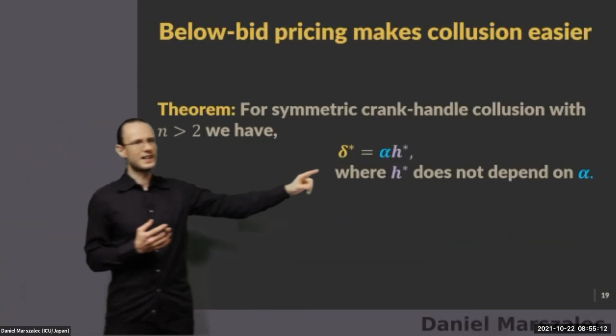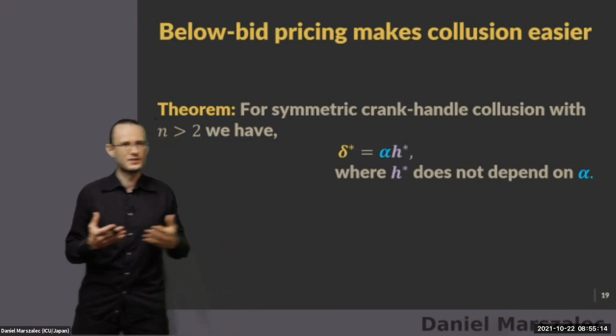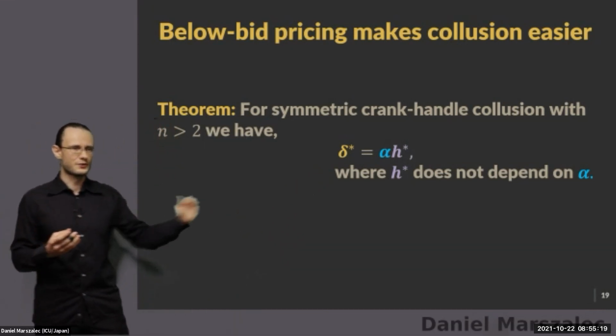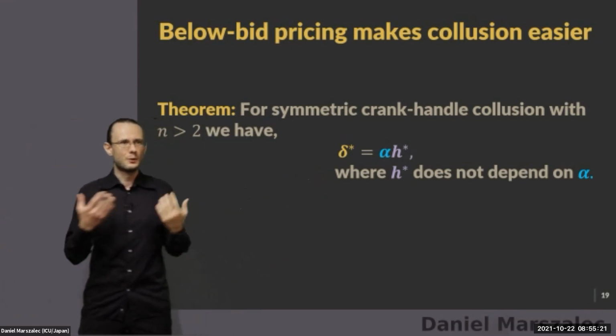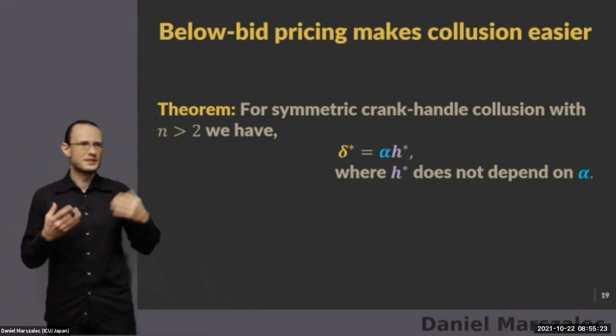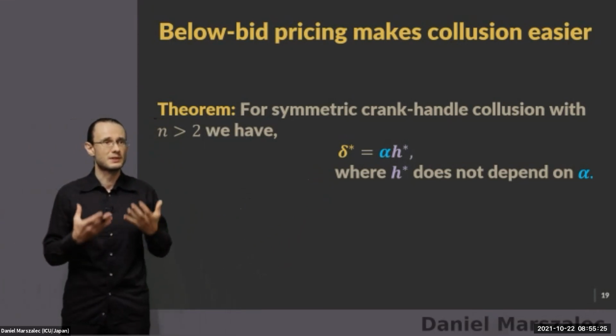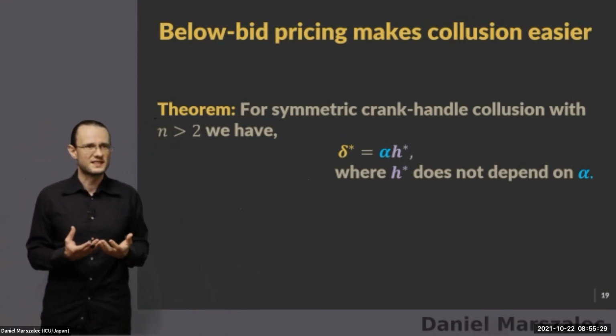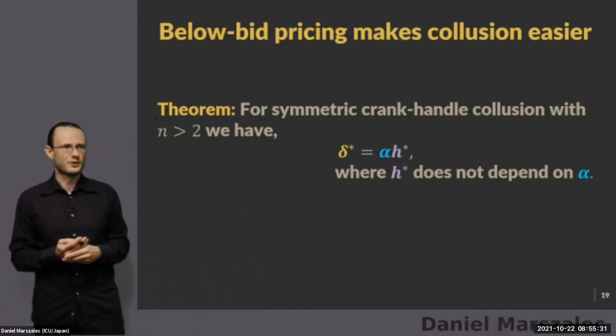So this is highest when alpha is 1, right? So pay-as-bid auctions are the hardest to collude in. And note also that when alpha is 0, we have uniform pricing, and we saw that uniform pricing is sustainable even in a one-shot game. So crank-handle collusion is always sustainable with uniform pricing.